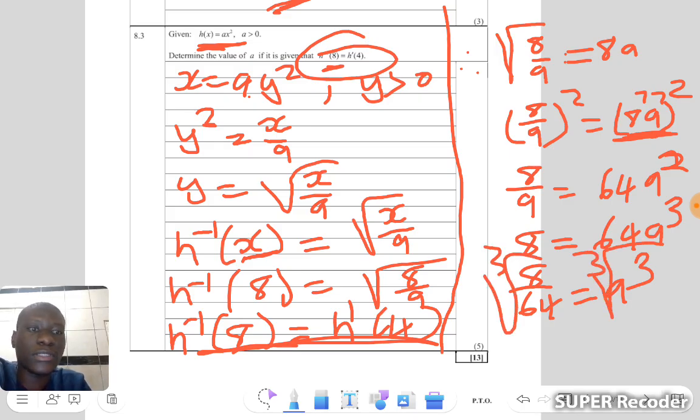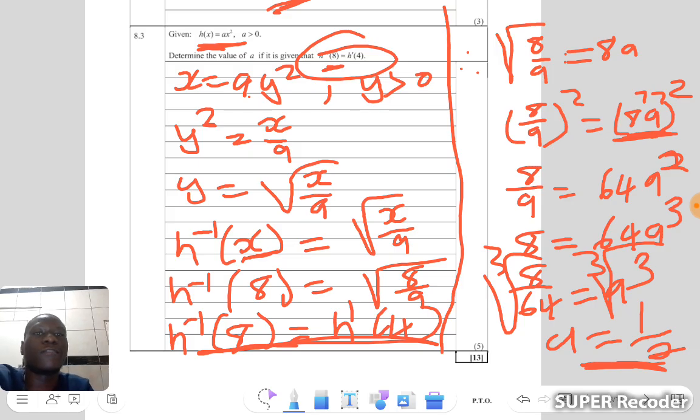If you put it inside the cube root, we are going to have a equals 1 over 2. So this is how they will find the value of a with the information that we are given here. That's why it has 5 marks. It needs a lot of work, but not that much work, you see.